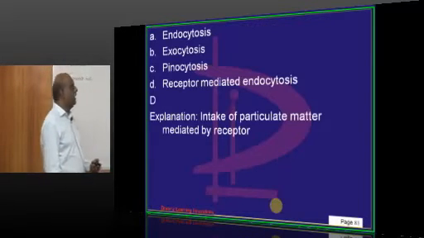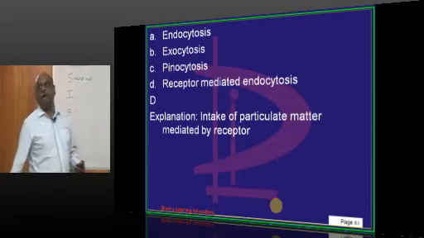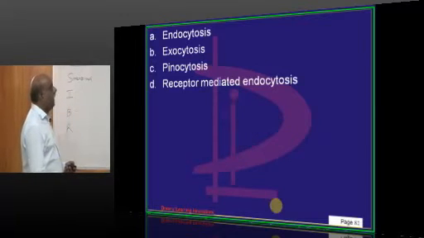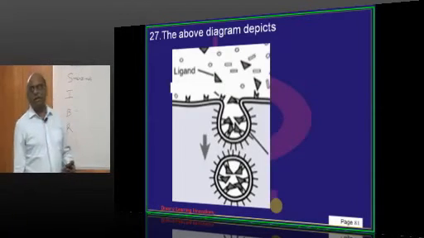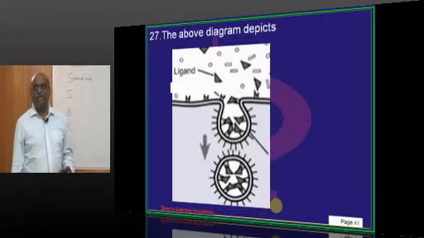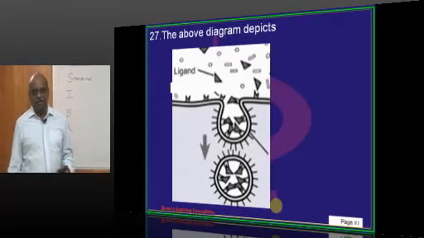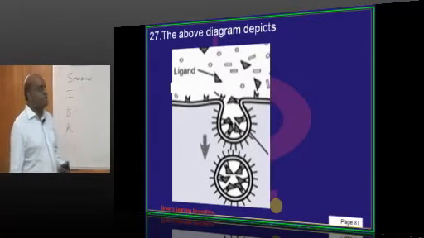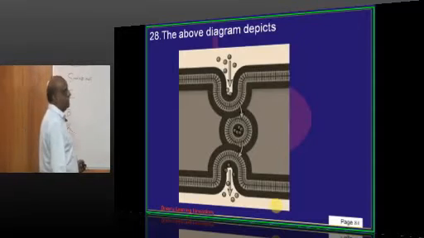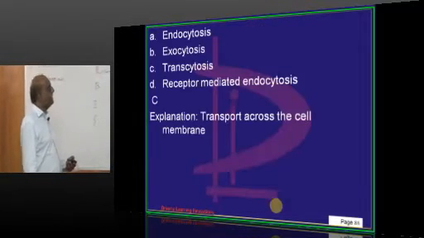This is typically a receptor mediated endocytosis, receptor mediated clathrin coated pits, etc., that happens in the liver, in the lipid metabolism, is a receptor mediated endocytosis. So what does this diagram basically show?